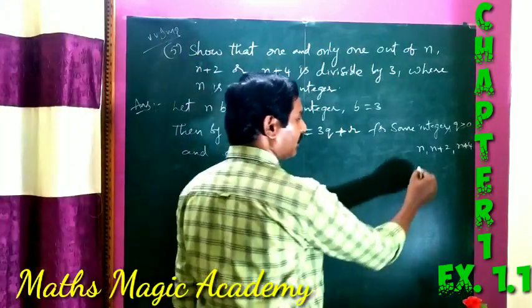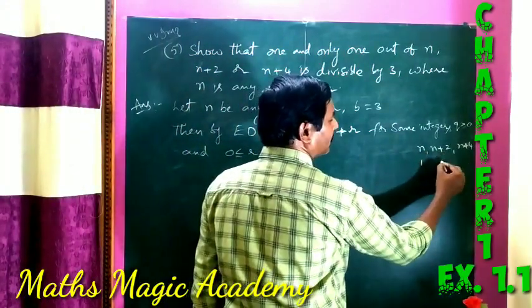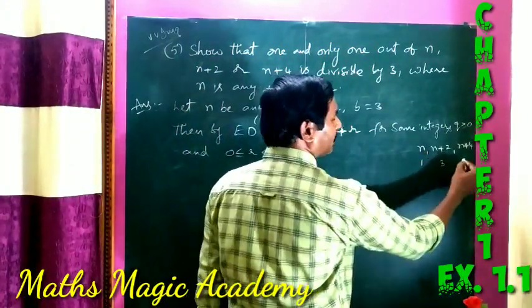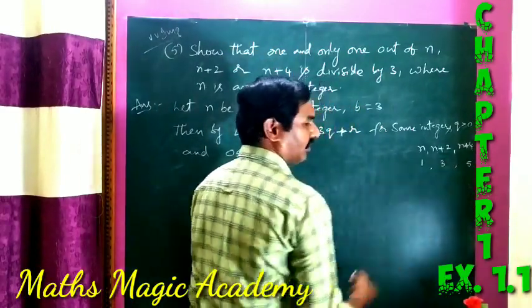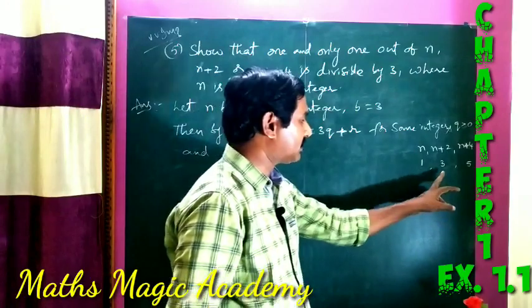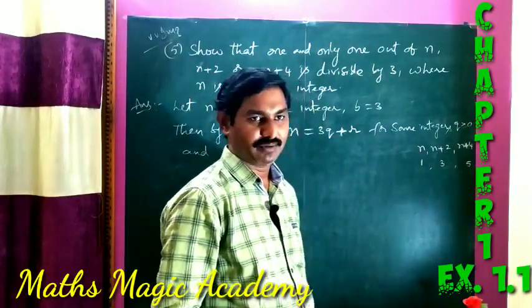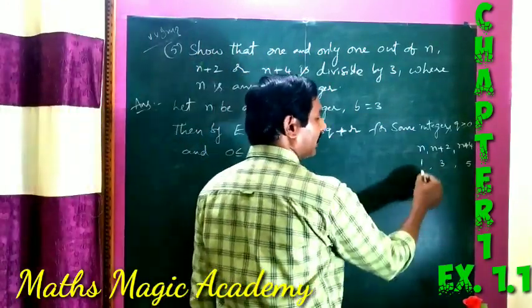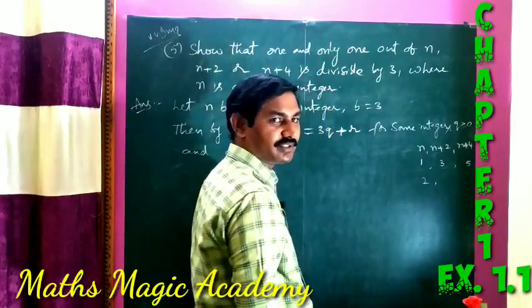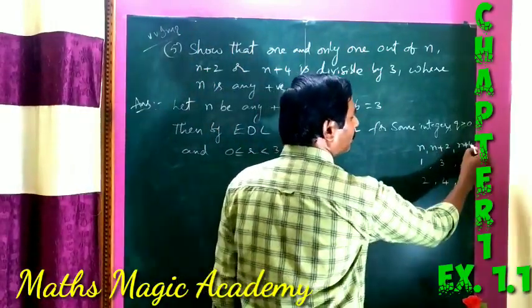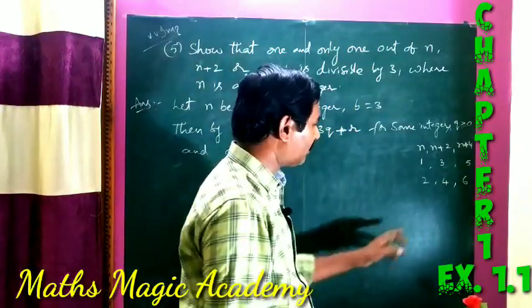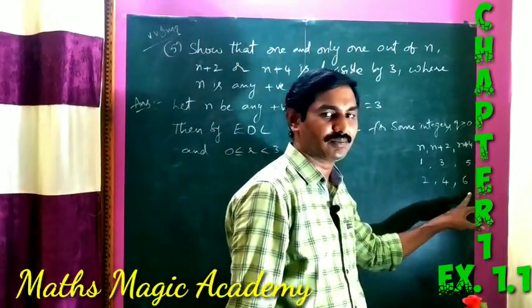If you assume that n equals 1, what is it? It is 1 plus 2, 3. It is 1 plus 4, 5. Here 1, 3, 5 is there. Out of these 3, only 3 is divisible. The rest of the 2 are not divisible. Like that, if you take n equals 2, then 2 plus 2, 4, and 2 plus 4, 6. Out of these 3 also, only 6 is divisible by 3.